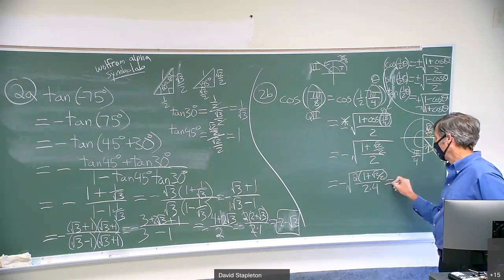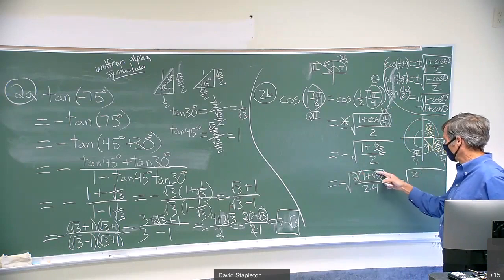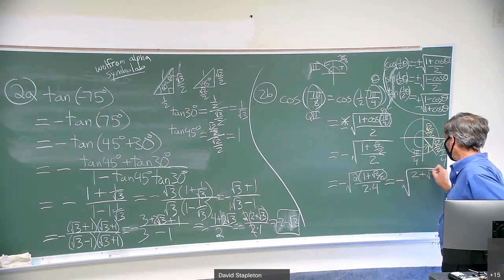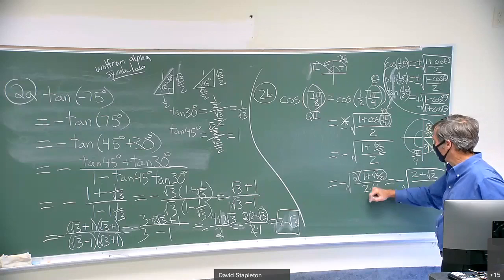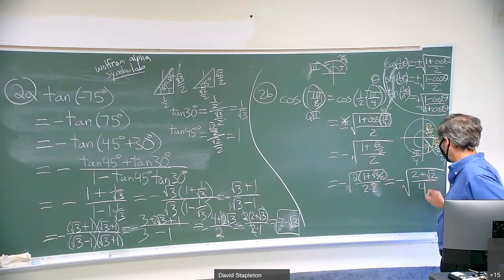And now, 2 times 1 is 2. 2 times square root 2 over 2 is square root 2. All over, oops, sorry, 2 times 4. 2 times 2. Multiply top and bottom by 2. And the bottom I have 4.